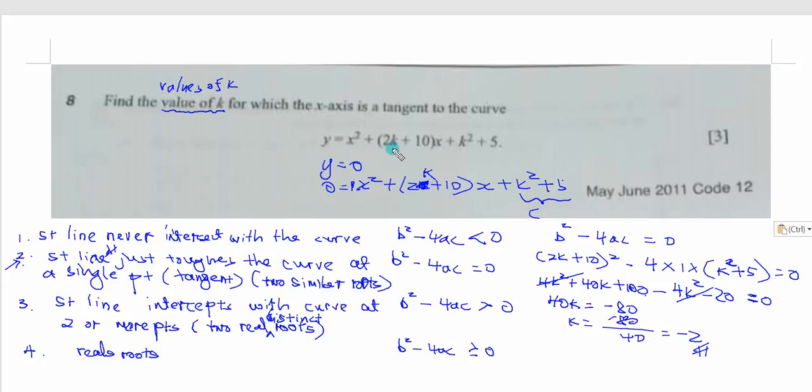So for this function, when k is equal to minus 2, you put k as minus 2 from here, you get a curve whereby it just touches the x-axis. Basically, it means this way.